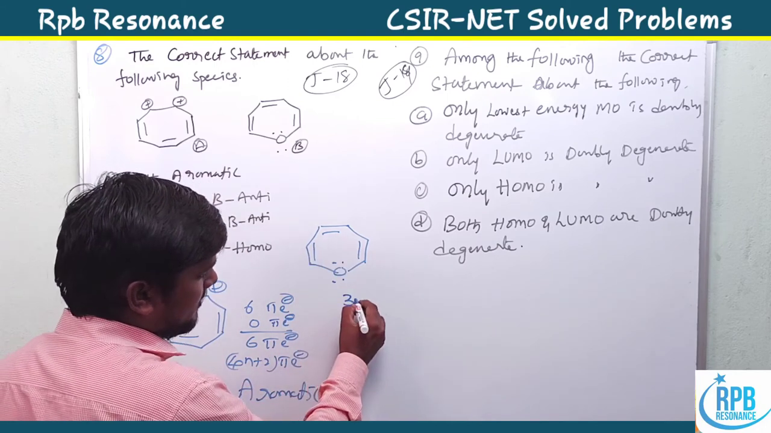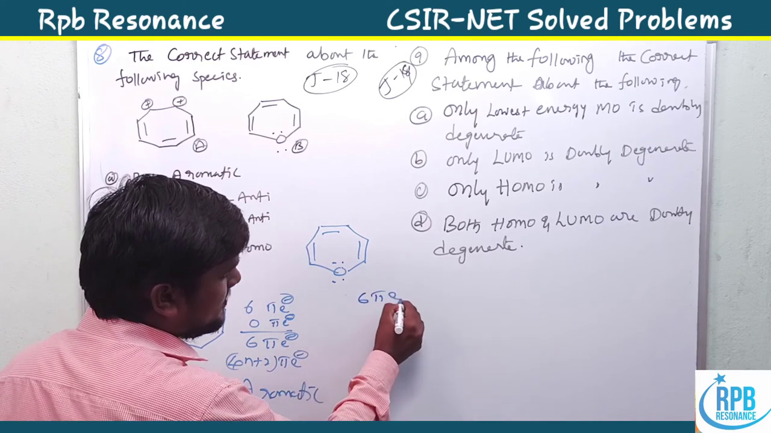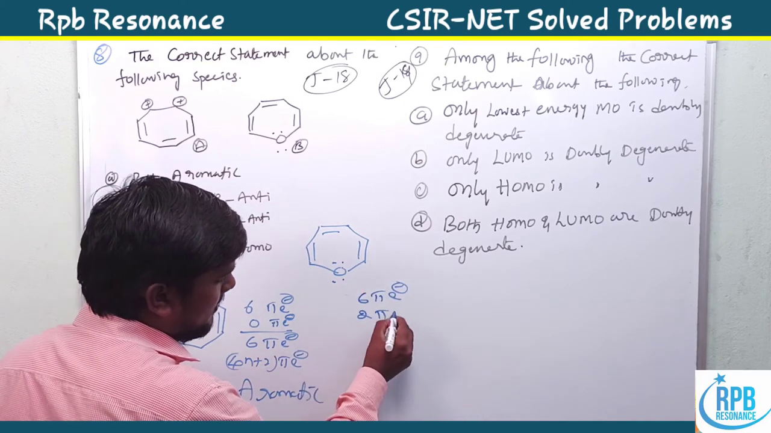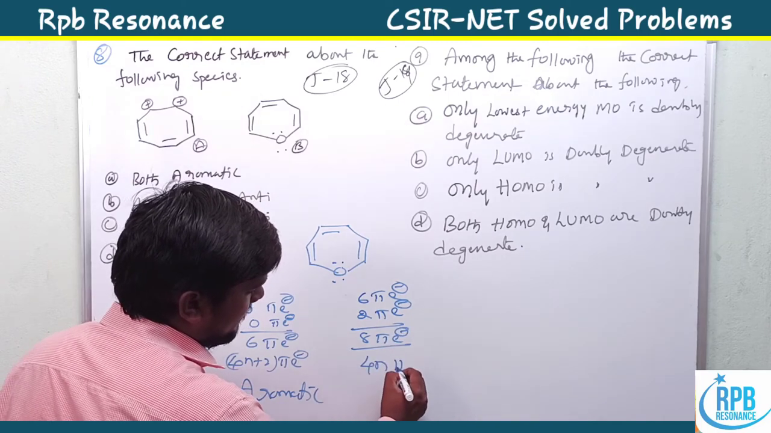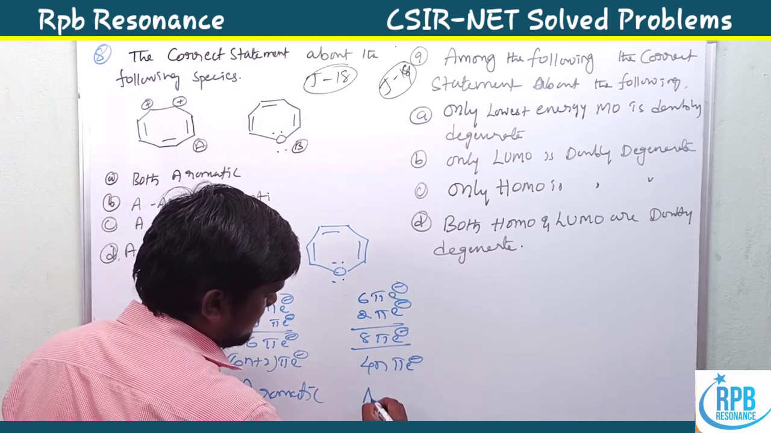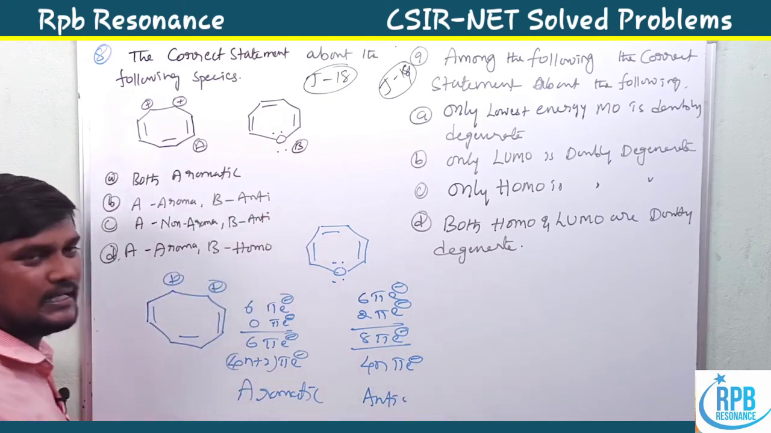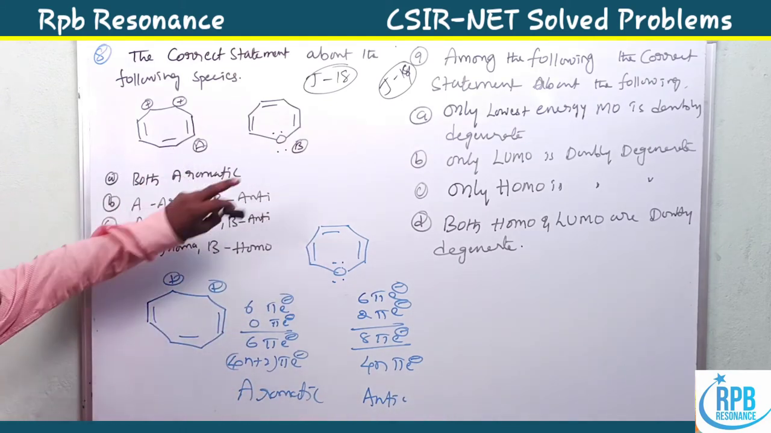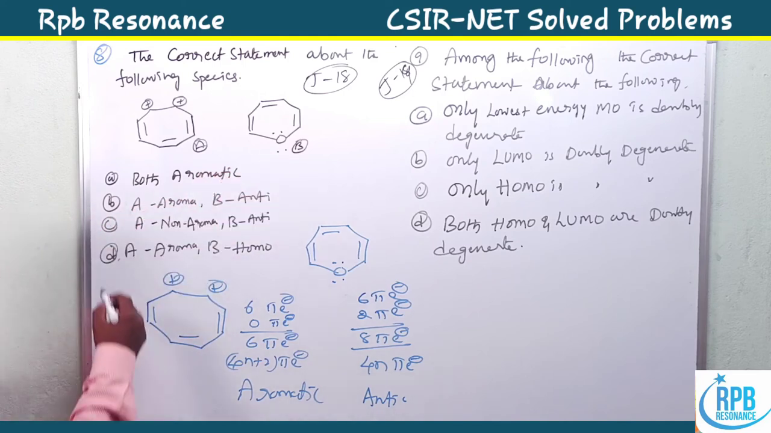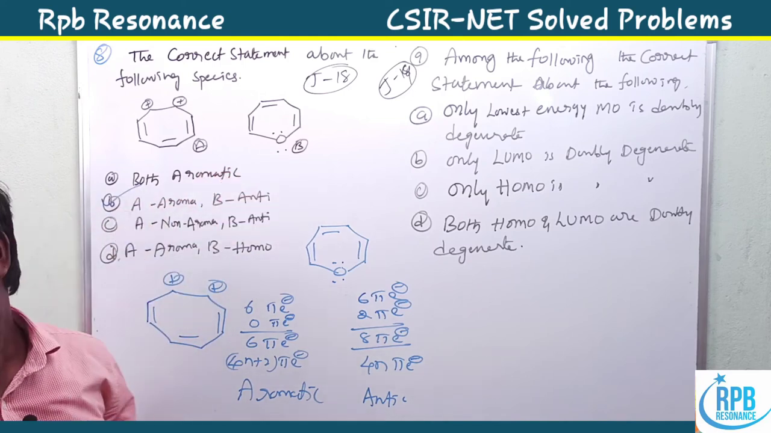3 pi bonds, that means 6 pi electrons from 3 pi bonds, 2 pi electrons from the lone pair, so totally 8 pi electronic system. So that is a 4n pi electronic system, that is anti-aromatic in nature. First is aromatic, second one is anti-aromatic. A aromatic, B anti-aromatic. So which is the correct option? B is the correct option.